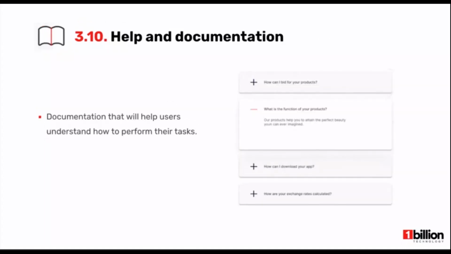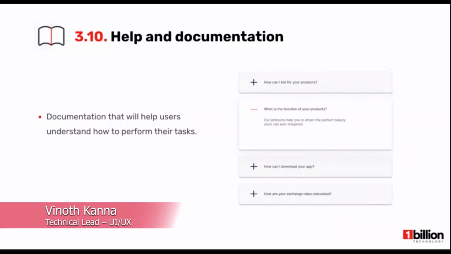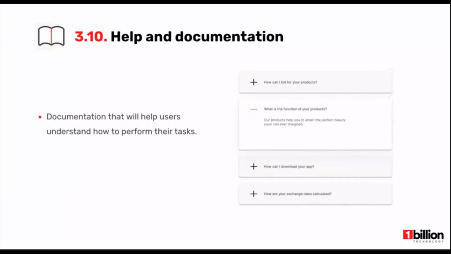And the tenth and last, help and documentation. Even though the application is very well informed and has a good experience, it's better to have documentation or frequently asked questions. That is one of the good examples we should keep in the application to let the user inform themselves further. Those are the 10 principles we have seen so far in the heuristic evaluation.